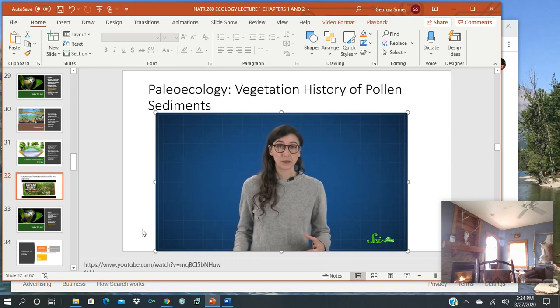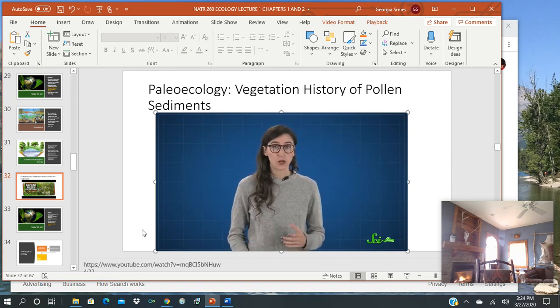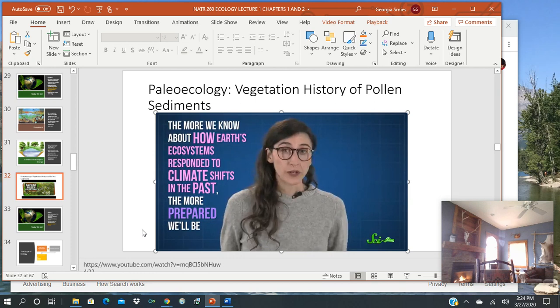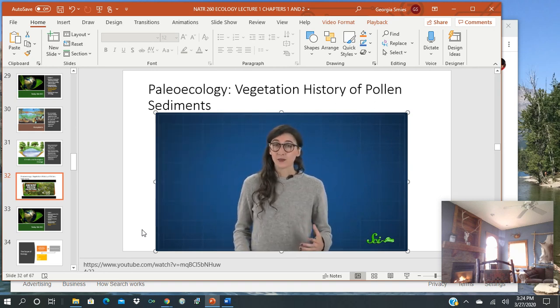This might sound scary, but we're arming ourselves with knowledge that will help us deal with the challenges ahead. If you want to know about how Earth's ecosystems responded to climate shifts in the past, the more prepared we'll be. It's like that old saying, those who don't understand the past are doomed to repeat it.